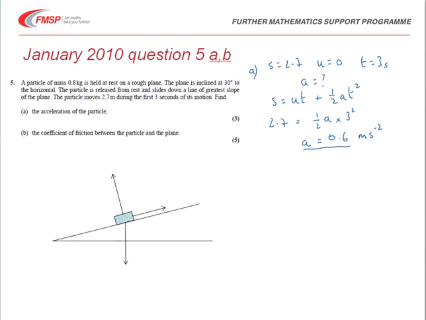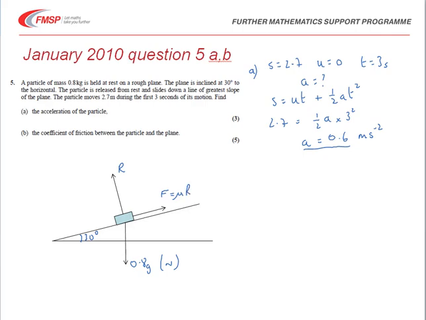Well, here's a diagram to illustrate the situation that we have. The angle of the slope is 30 degrees. The mass is 0.8, so the weight of the object is 0.8g newtons. The normal reaction acts perpendicular to the plane, let's call it R. And because the object is moving down the plane with an acceleration, the frictional force must be such as to oppose that, so it will be up the plane, and of course it's equal to mu R.